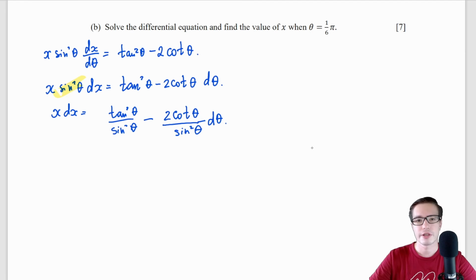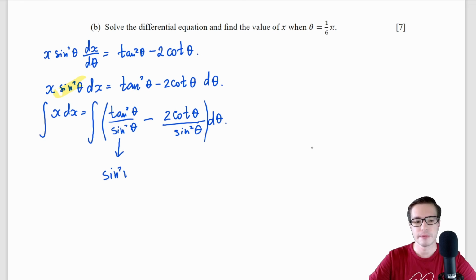Okay, at this step our variables are separated, so that means we can integrate both sides. Now the integral on the left is easy, it's going to be just x squared over 2. For this one, we will have to simplify the fraction a little bit. Now, tangent squared would be sine squared over cosine squared. And then instead of writing sine squared like that, and building multiple fractions, I will replace the fraction line with the division sign.